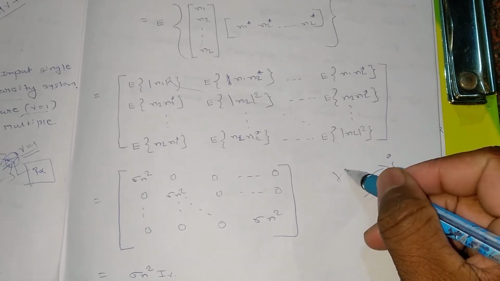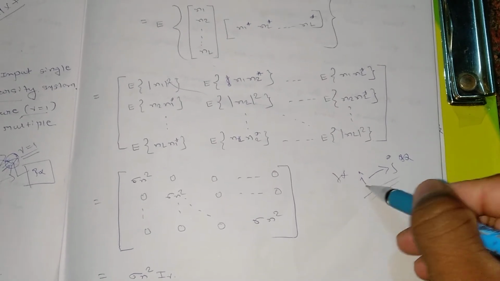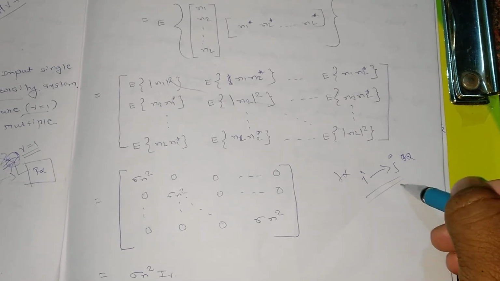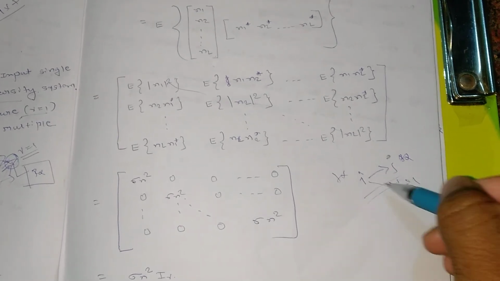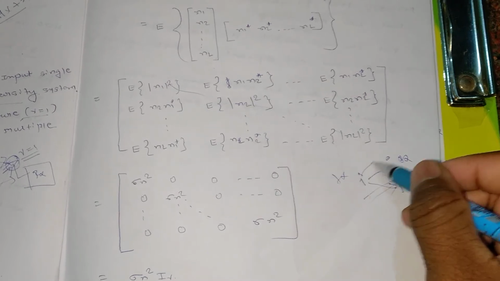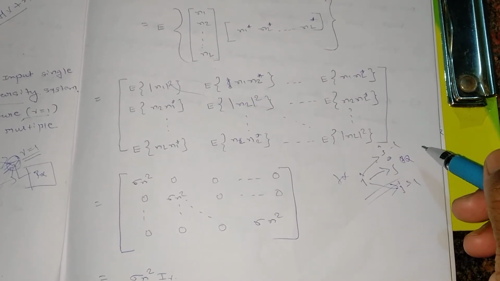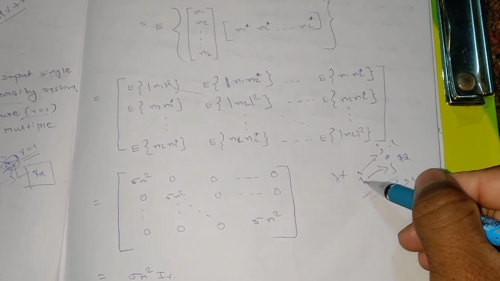So this is the transmitter side and this is the receiver side. This will be having correlation and other things. There will be no correlation between i and j plus 1. There will be no correlation between i and j minus 1. So only correlation exists between the same.